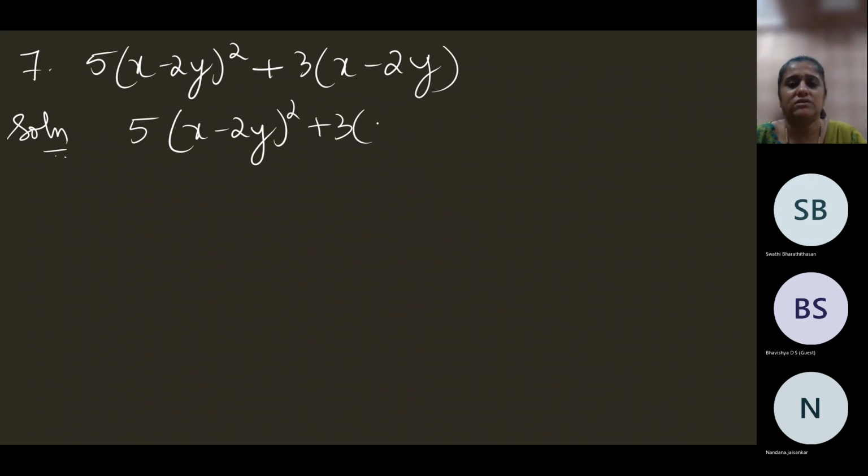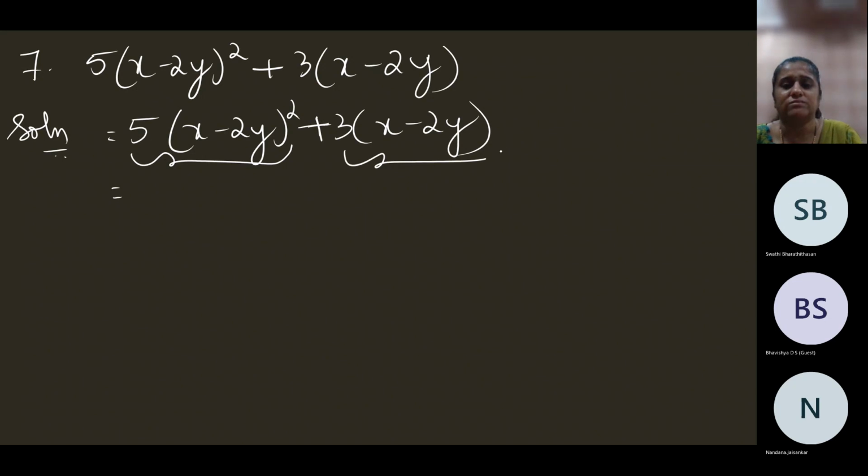This is what is given. We'll have to factorize this one. So this is the first term, and plus, this is the second term. The connecting sign is plus. So there is one term before the plus sign, one term after the plus sign.